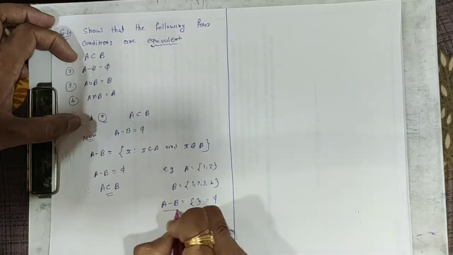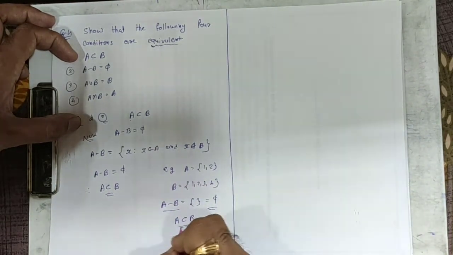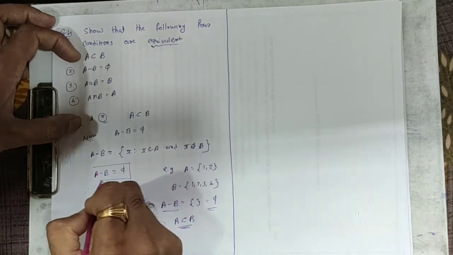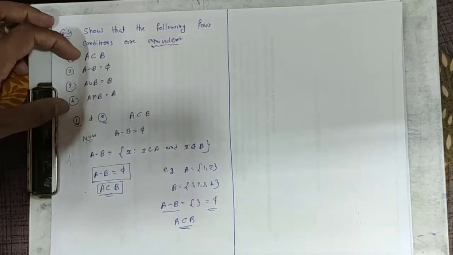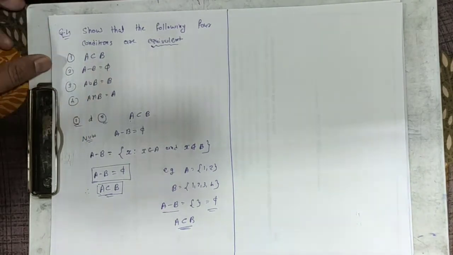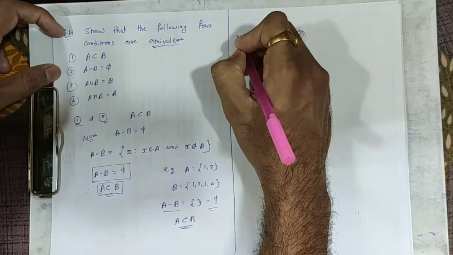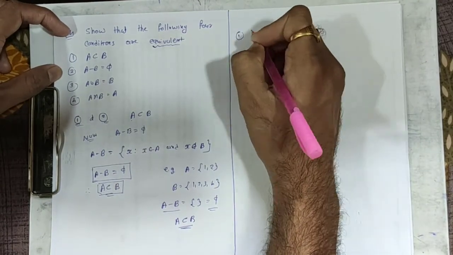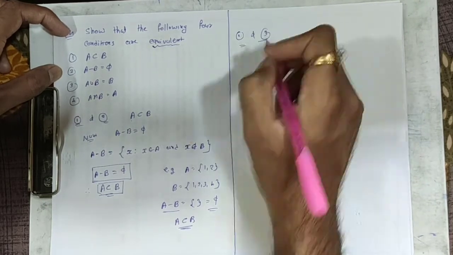Why is A minus B equal to phi? Because here A is a subset of B. Clear? So A minus B equals phi. The reason is A is a subset of B. So condition 1 and condition 2 both are equivalent. Clear? Now we'll compare condition 1 and condition 3.